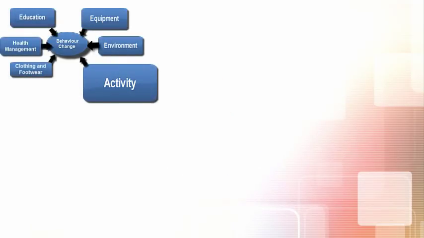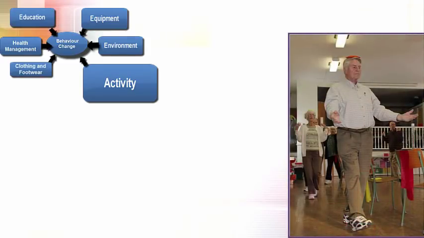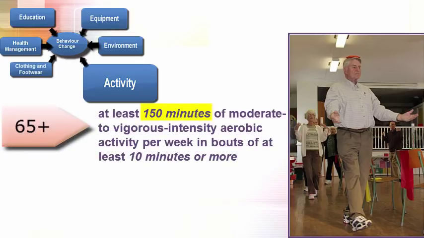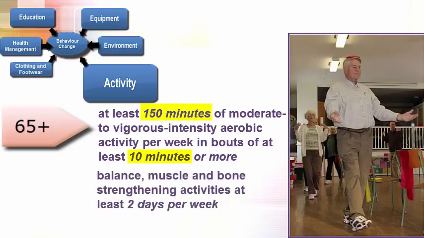Strong evidence exists on the benefits of physical activity for reducing the risk of falling in older adults. It is one of the most important things an older adult can do. The National Physical Activity recommendations for older adults 65 plus are at least 150 minutes of moderate to vigorous intensity aerobic activity per week in bouts of at least 10 minutes or more, and balance, muscle, and bone strengthening activities at least 2 days per week.